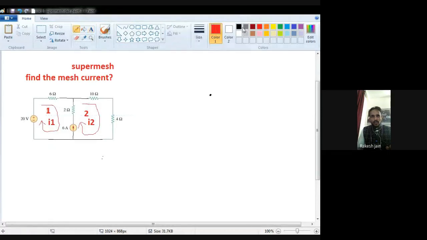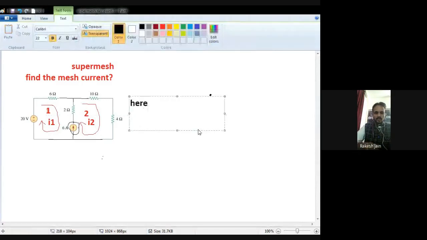In these two meshes, to find the mesh currents, first of all we denote the direction of current according to us, either clockwise or anti-clockwise. Let's suppose this is the first direction of current and this is the second direction of current, and I denote the currents as I1 and I2. The first mesh current is I1 and the second mesh current is I2.